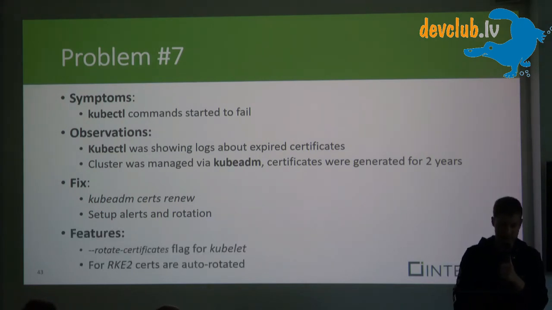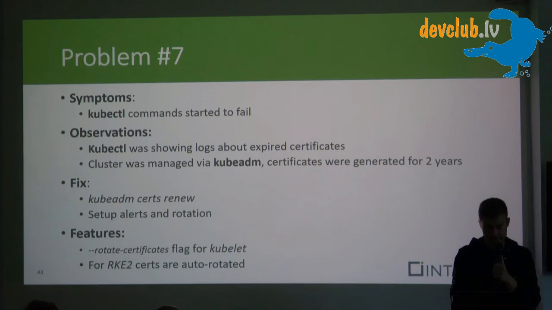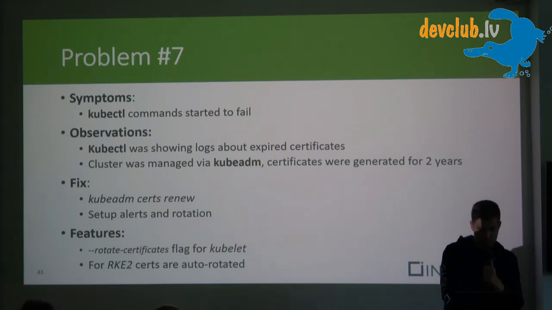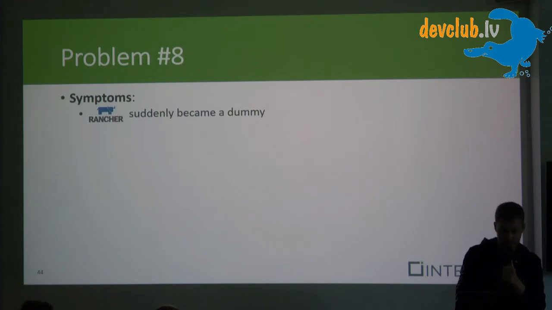And from the recent versions of Kubernetes, there is a feature for enabling auto-rotation by setting a specific flag for the kubelet. And in RKE, it's enabled out of the box. So we thought that we are packed enough to not face this issue once again, but suddenly Rancher just stopped working.